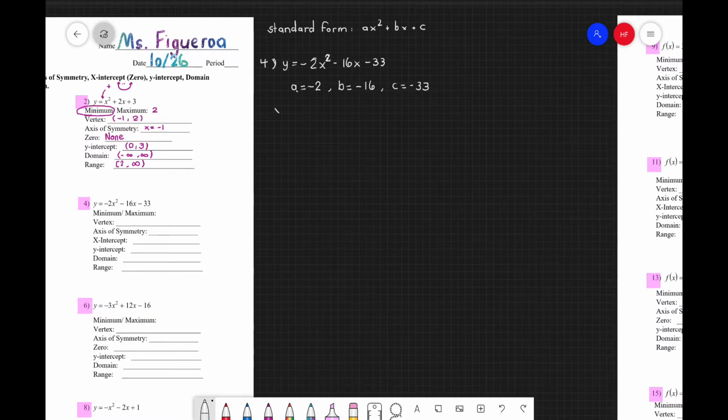So my axis of symmetry is x equals -b over 2a. So that's -16 over 2 times -2. So I'm going to work with all those negatives real quick just so I can get their signs where they're supposed to be. So negative of -16 is a positive 16. 2 times -2 is -4. So now 16 divided by -4 is -4. So I have x equals -4 as my axis of symmetry.